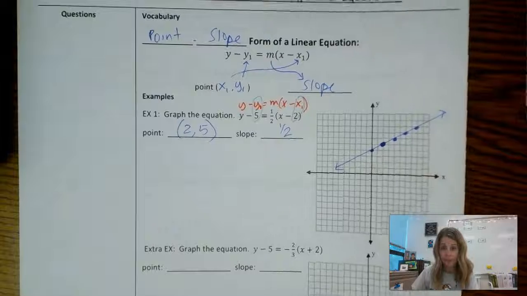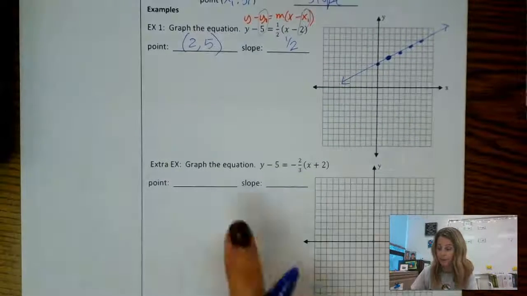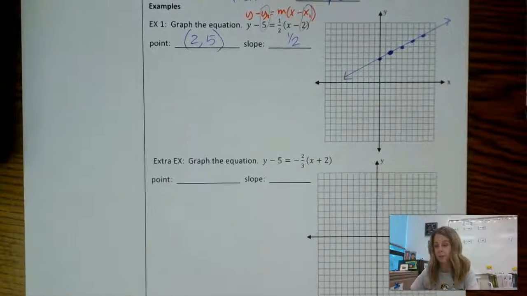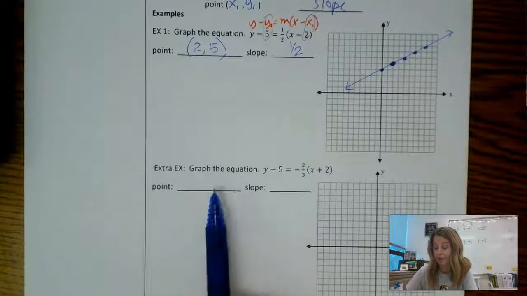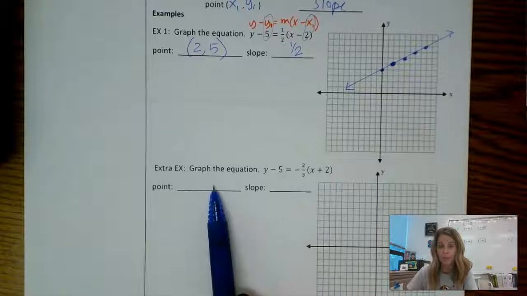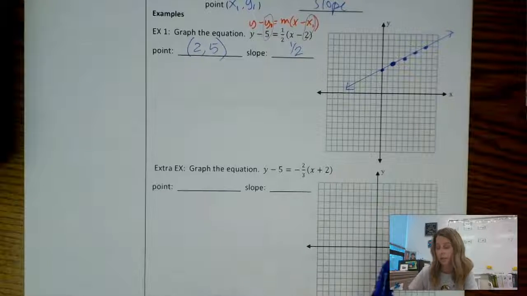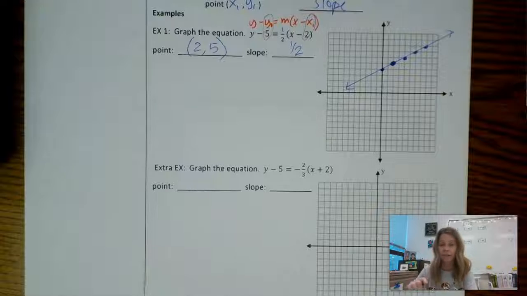All right, I want you to pause the video, and I want you to do this extra example here. I want you to write down your point and your slope. Before you graph it, you might resume the video and make sure your point and slope is right, and then you can pause it again and check the graph.